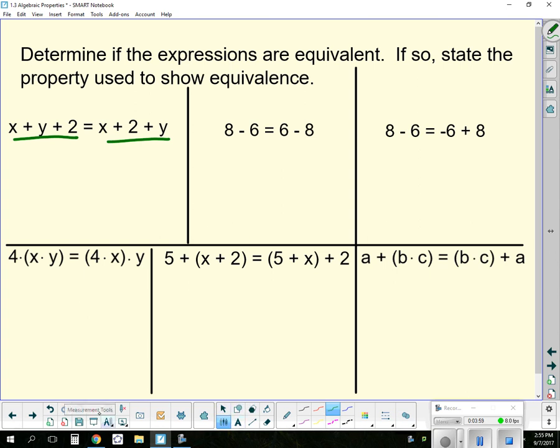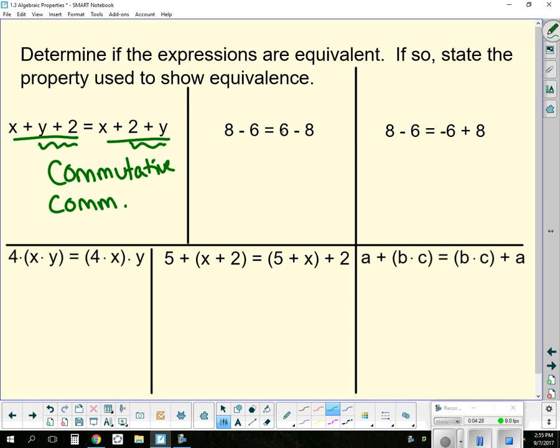So for the first one, we have x plus y plus 2. Is that equal to x plus 2 plus y? Sure, we know those two things are equal. Which of those properties says that's the case? Well, what has changed from the left side to the right side? Your order here has changed. Your y and your 2 switch places. Which property is it when the order changes? That is commutative. Okay, I don't mind if you abbreviate, COMM.